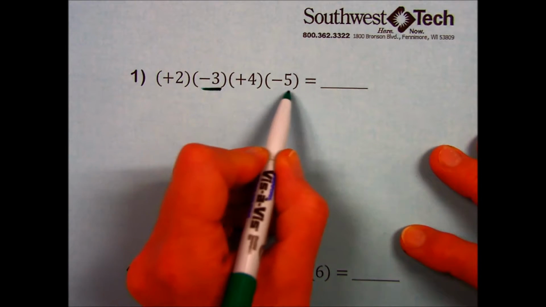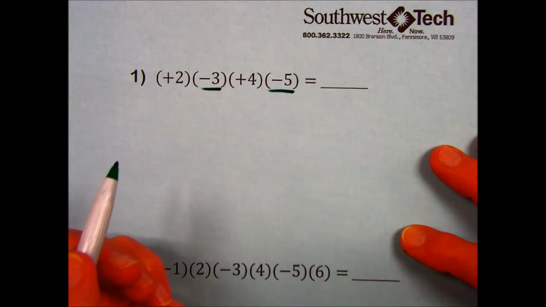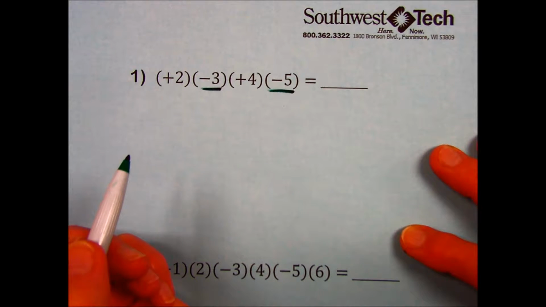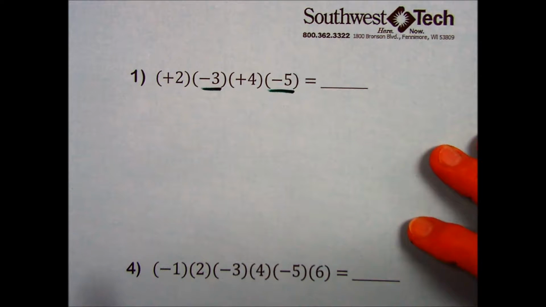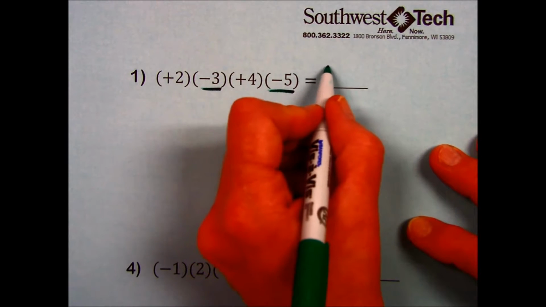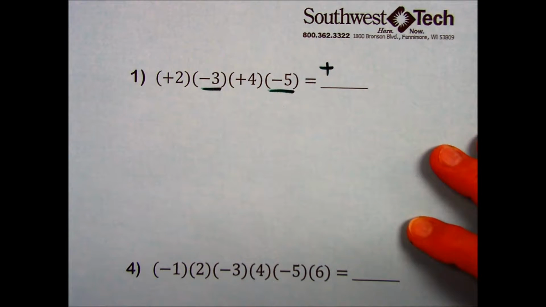I have one negative and a second negative. The problem indicates that our answer is going to be positive from rule number 3 because of the fact we have an even number of negatives. Taking care of my sign, whether I indicate it with a plus or just leave it blank, the implication is that it's positive. My only next step then is to do the multiplication.